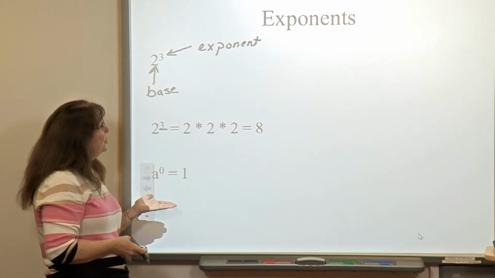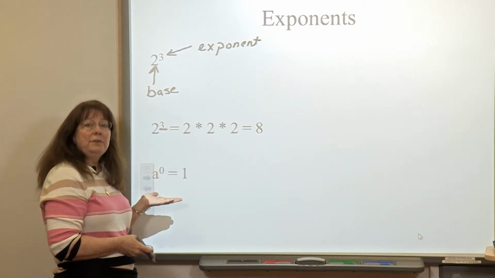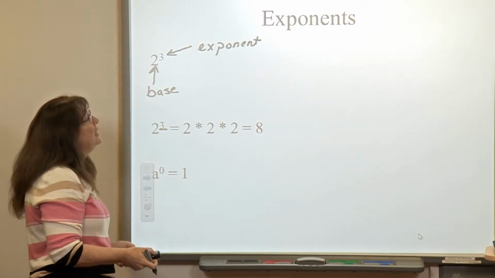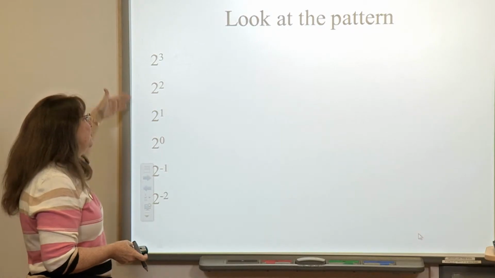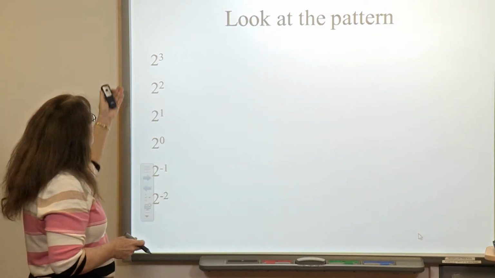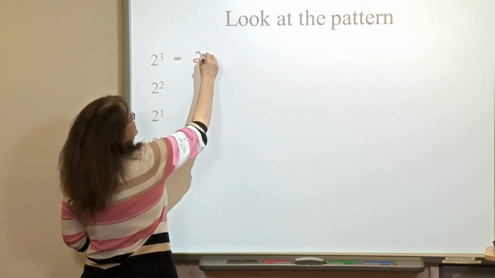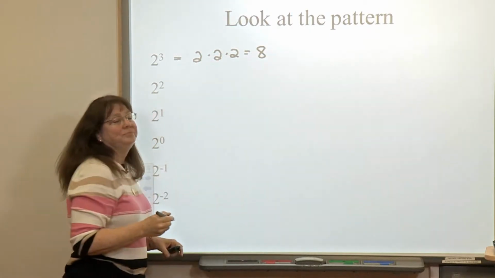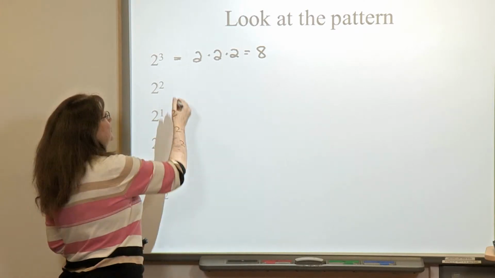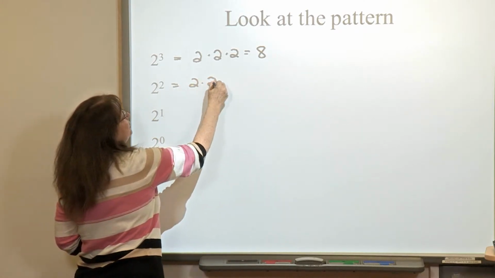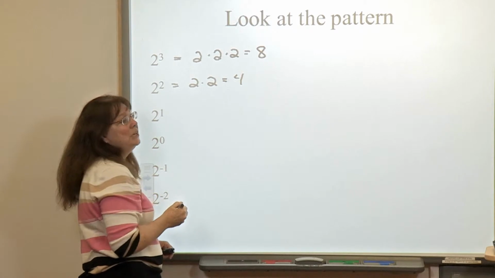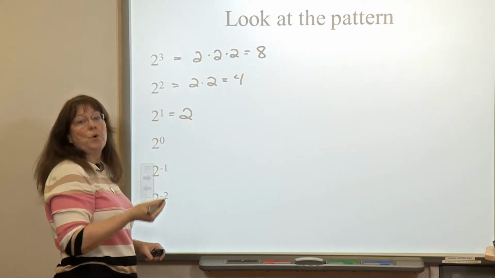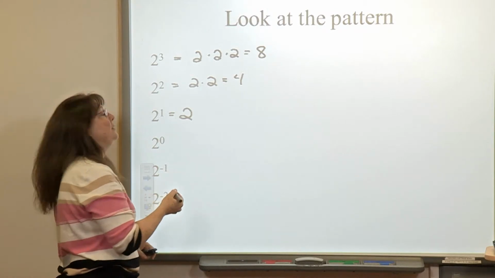Some other things that you're going to notice for exponents is if you have something to the 0 power, it's always going to equal 1. Let's take a look at the pattern to see why. So we started with 2 to the third power, 2 times itself 3 times. So that gave us a value of 8. Next we have 2 squared, which is 2 times 2, or 4. 2 to the first power is usually just written as 2. You don't put the 1 as the exponent. It's understood to be there.